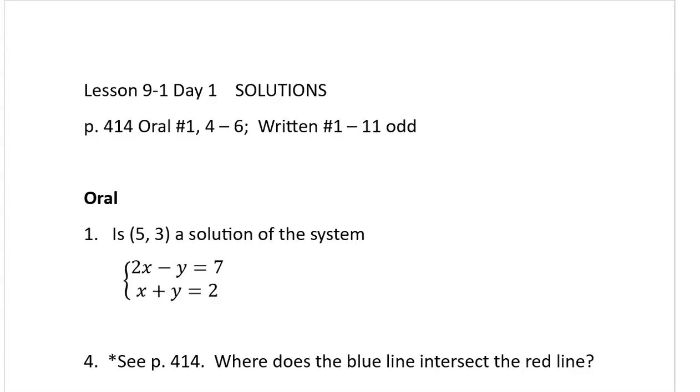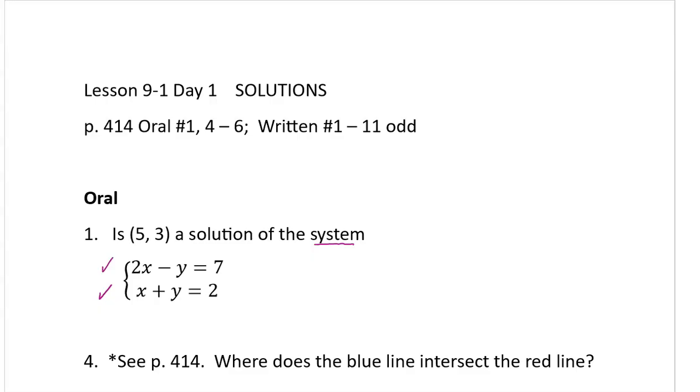Number 1, is the ordered pair (5, 3) a solution of the system that contains these two linear equations? The first equation is 2x minus y is equal to 7. The second equation is x plus y is equal to 2. For the ordered pair to be a solution to the system means it must solve both equations. Solving only one of the equations is not sufficient. It has to work in both equations.